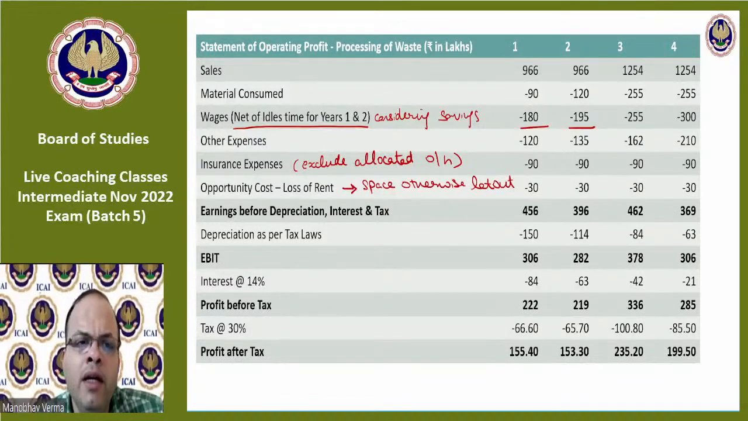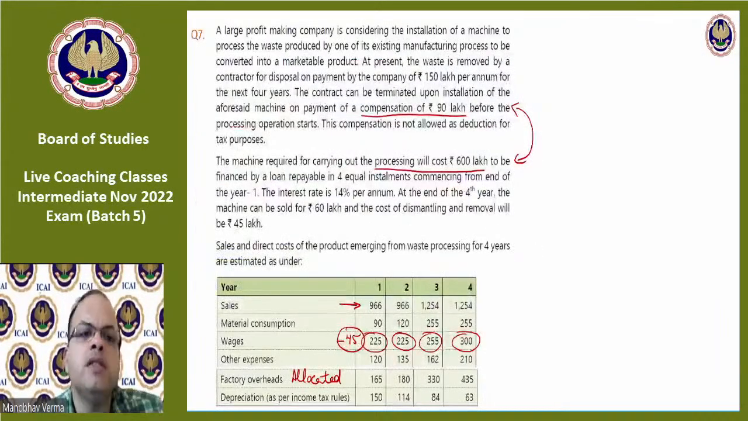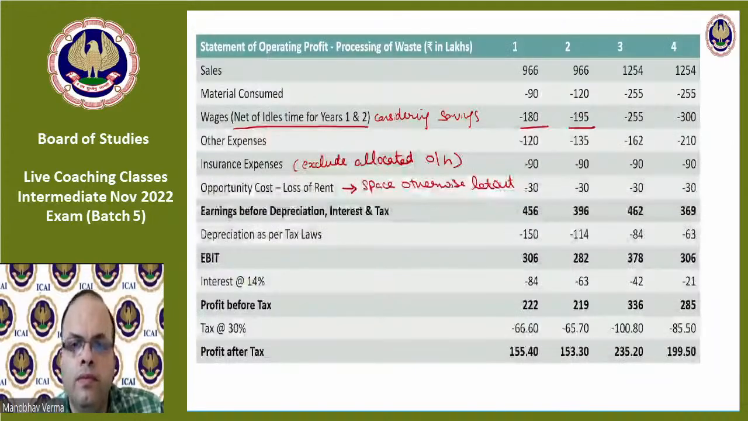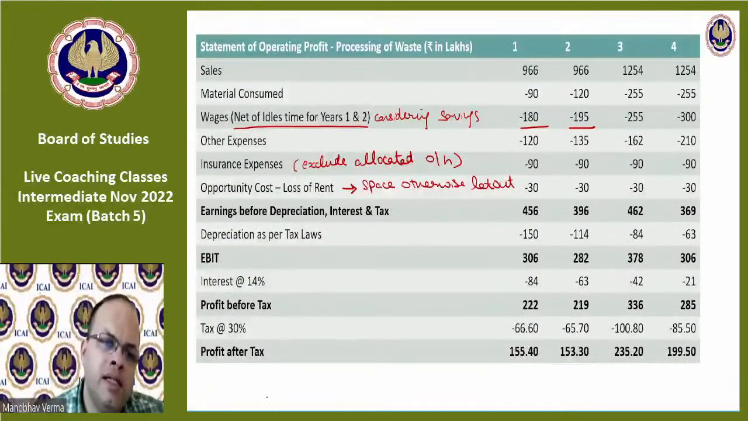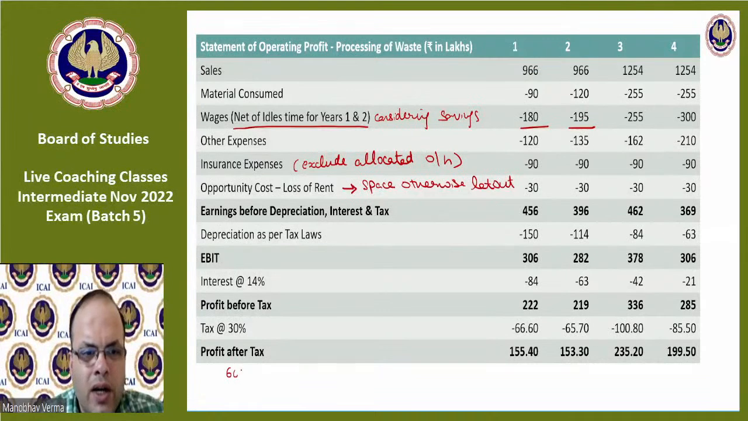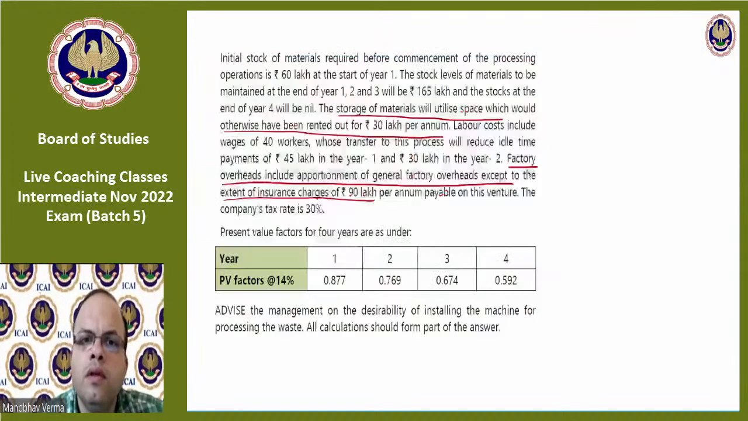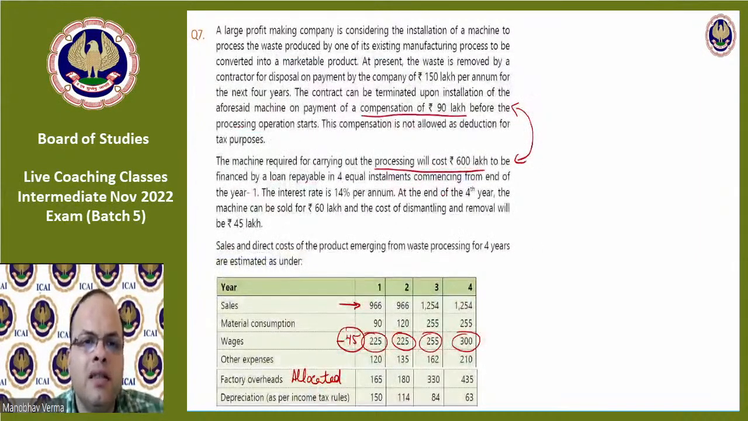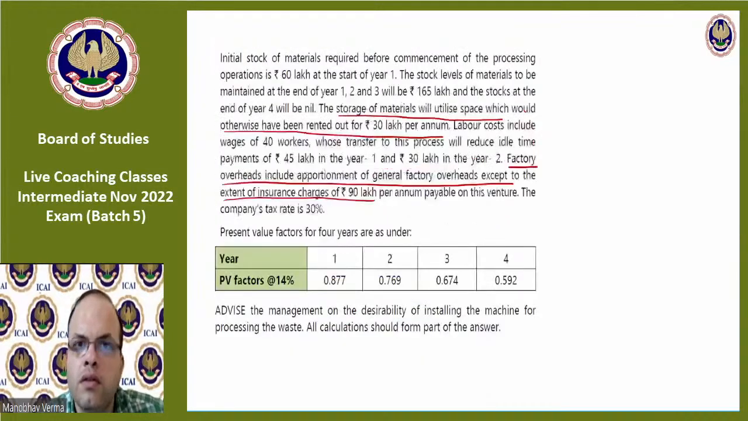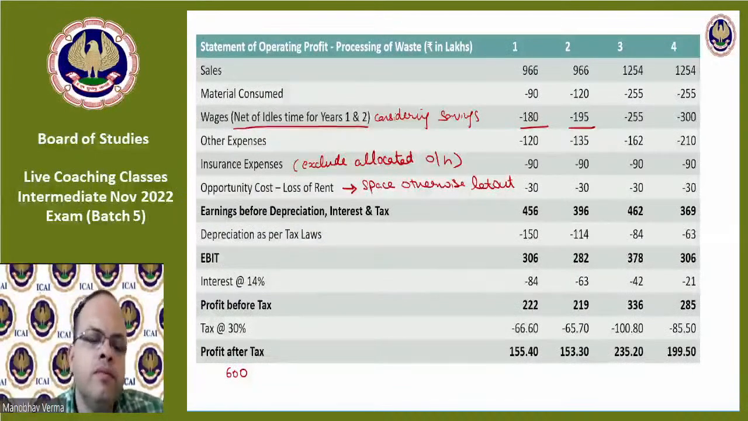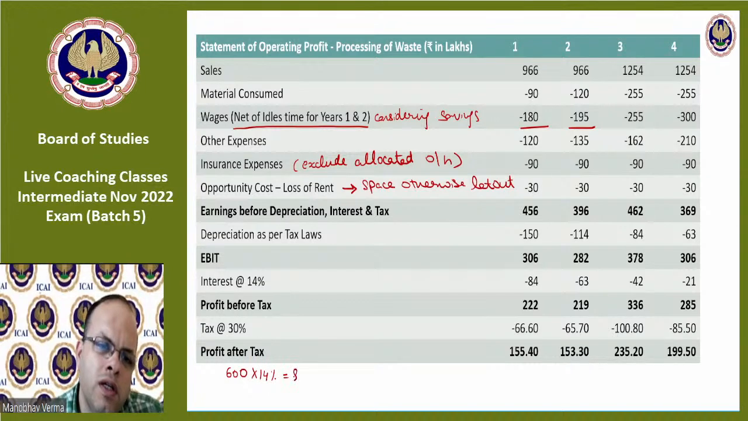Can anyone tell me how do we calculate the interest here, please? How do we calculate the interest, guys? So we have 600, right? 600 lakhs. Everyone here? Is everyone okay here? So 600 into 14% is 84.